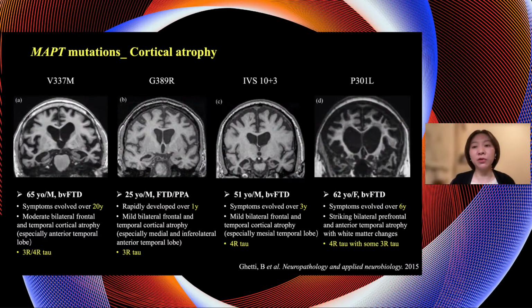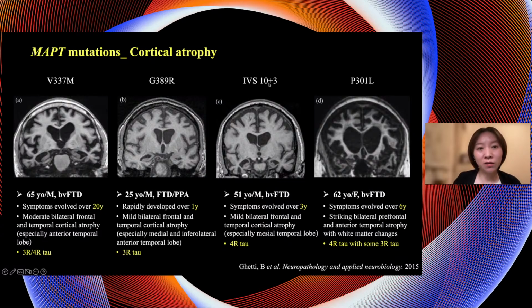This figure shows structural MRI from patients who are carriers of MAPT mutations. This one is V337M, which has 3R and 4R tau pathology. It shows some asymptomatic patterns, but this patient has 20 years of disease duration. This is a 3R tau mutation, in a very young patient with only 1 year of disease duration, and you can see the atrophy is very obvious.